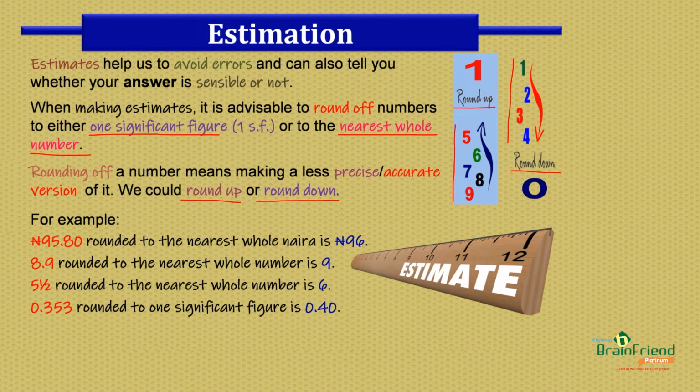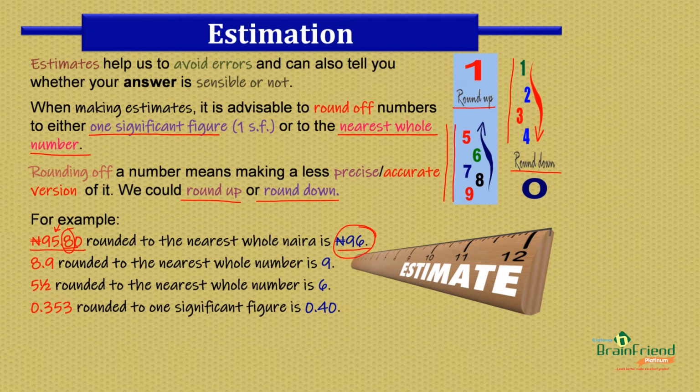For example, 95 naira 80 kobo rounded to the nearest whole naira is 96 naira. How did we get this? You realize that the next significant number after our naira or the unit naira is 8. And because 8 is higher than 4, we round up. According to the image here, when we have numbers from 5 to 9 as the next significant figure after a number we are interested in, we simply round up by adding 1 to the next figure. And so, because of 8 here, we add 1 to our 5. That brings us to 96 naira.